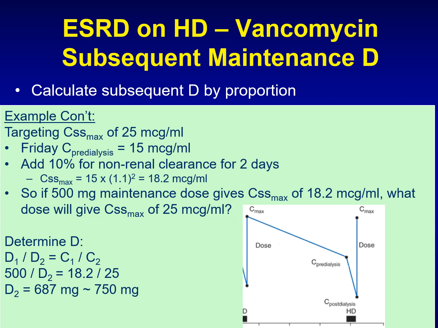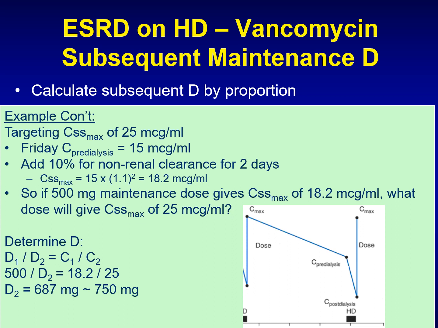Now the proportion equation, D1 over D2 is equal to C1 over C2. So we determined that a dosage of approximately 750 milligrams will provide us with a desired concentration of 25. So we've dose adjusted based on the patient's actual concentration.